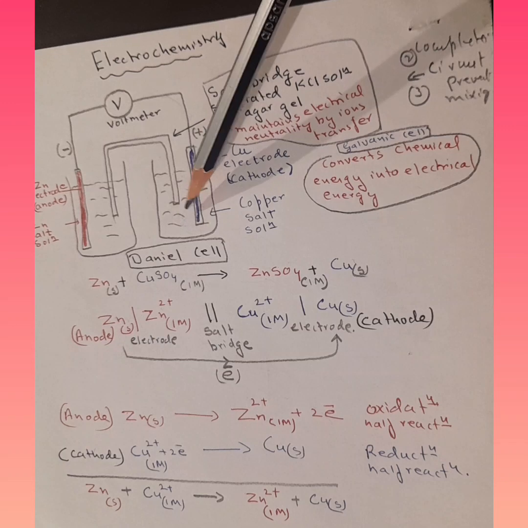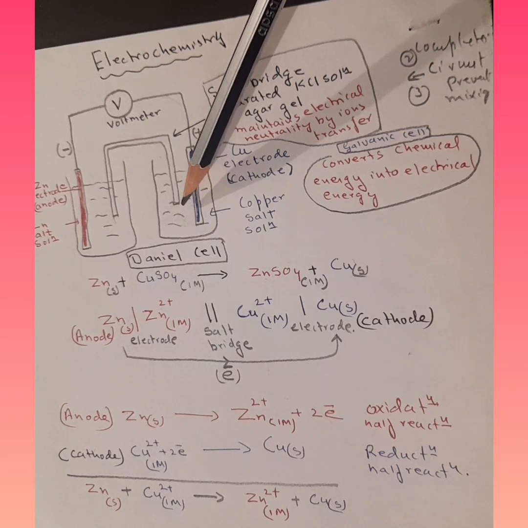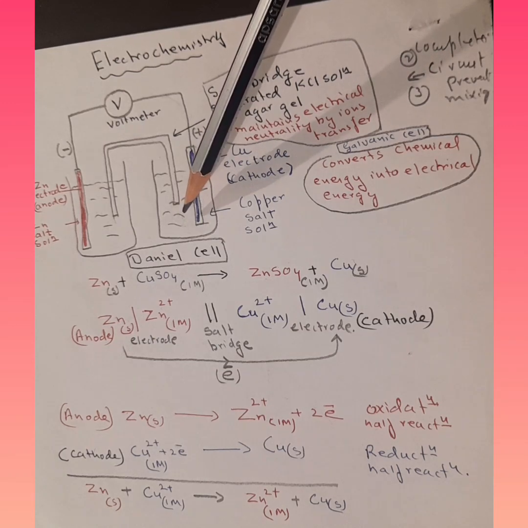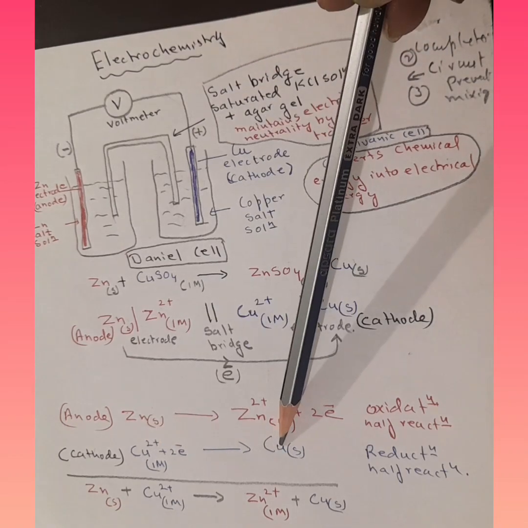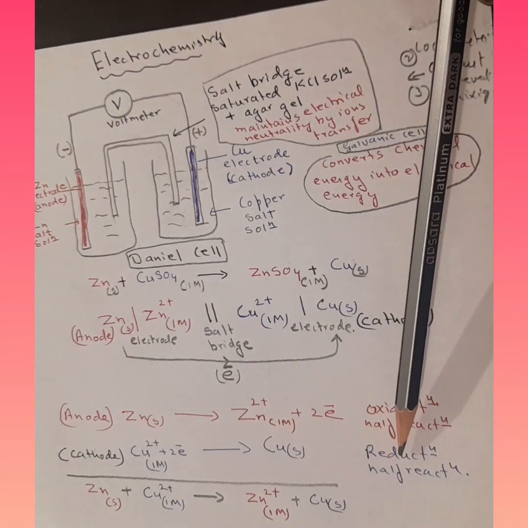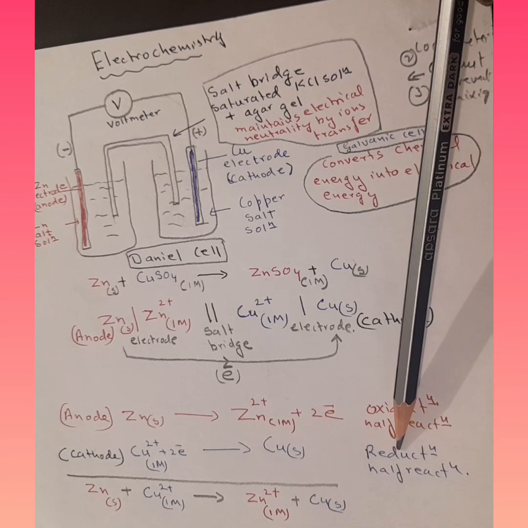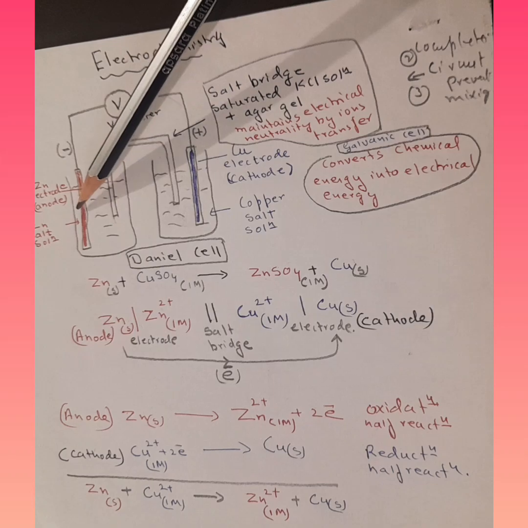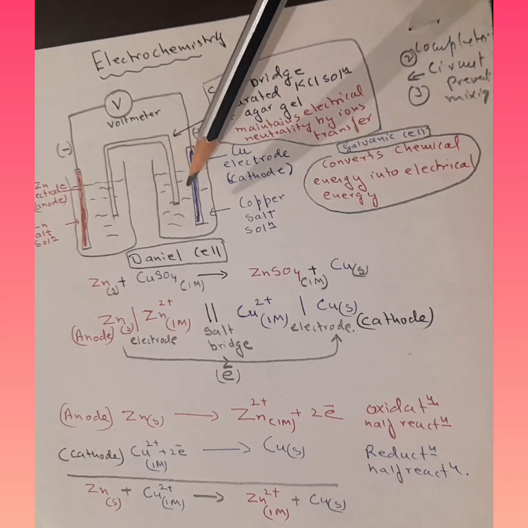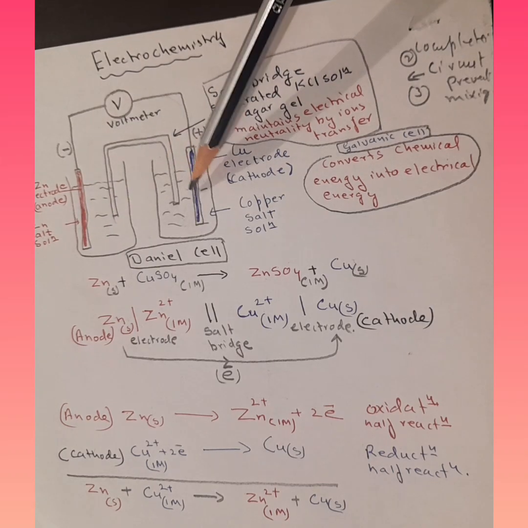So reduction is occurring here. And on reduction, the ion gets converted to solid metal, so it gets deposited over here. So that's what we are finding over here: Cu2+ plus 2 electrons gives copper solid. So this is the half cell reaction for reduction. Alright, so basically we would find that the zinc electrode would keep on reducing in size, whereas the copper electrode would keep on increasing in size.